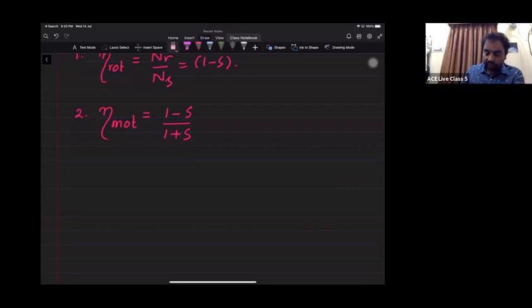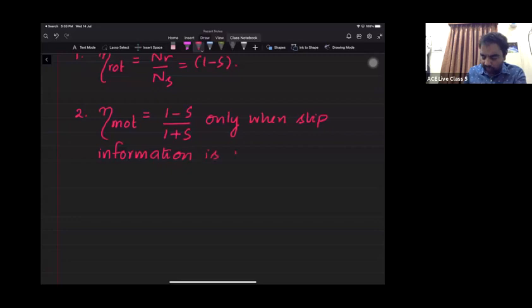So can I say only when slip information is given? Only when slip information is given. Is this point clear? Confirm me all of you.